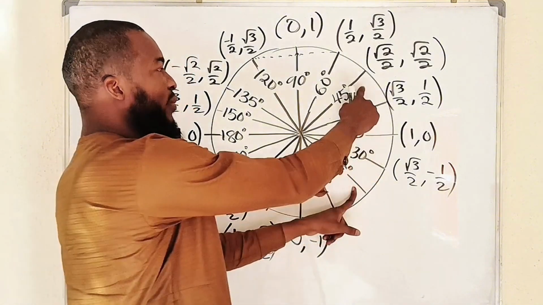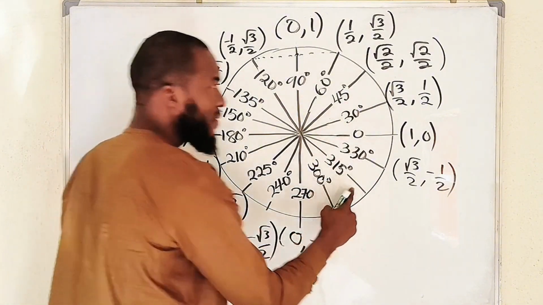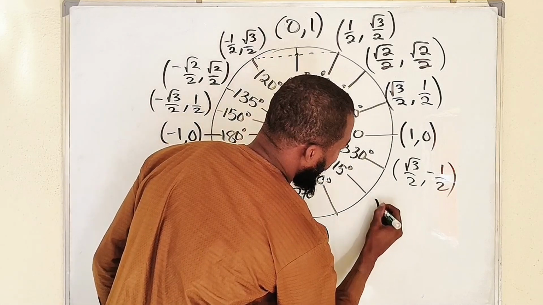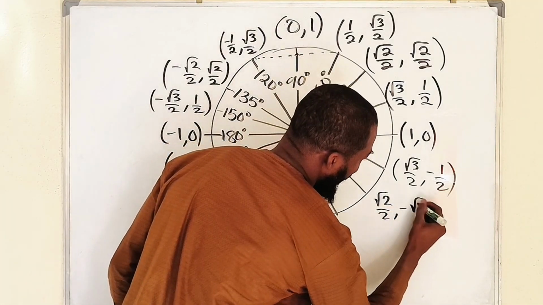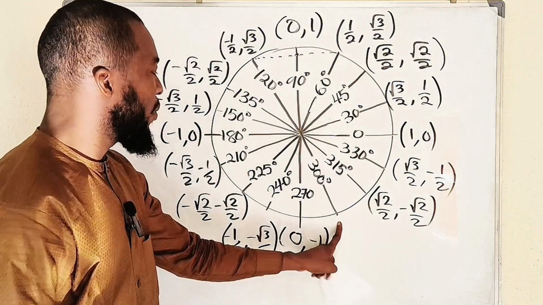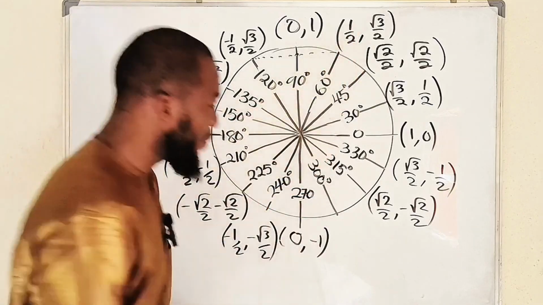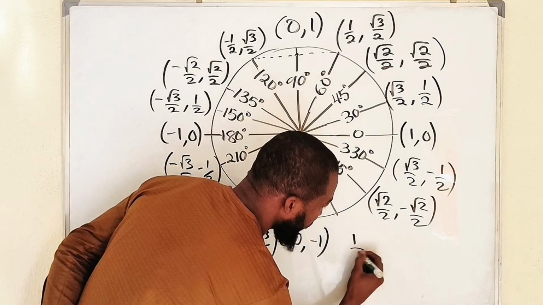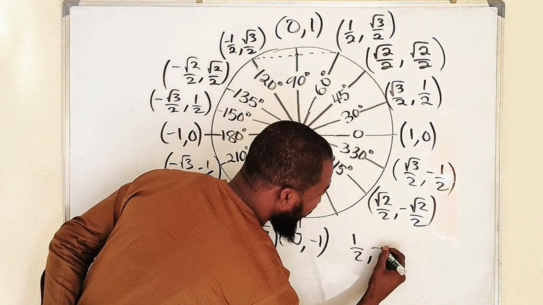This will correspond to 45. But x is positive and y is negative. So we have root 2 divided by 2, comma, negative root 2 divided by 2. And lastly, this one, which must correspond to 60 degrees. 1 over 2 will remain 1 over 2. But root 3 divided by 2 will be negative in the fourth quadrant.